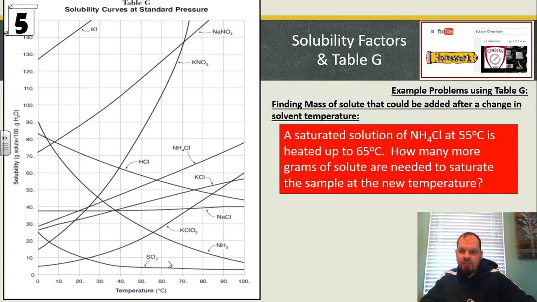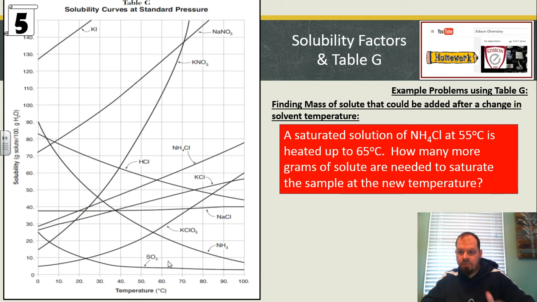All right, find the mass of solute that can be added if I increase the temperature. So here I have a solution at 55 degrees that is heated up to 65 degrees. How many more grams do I have to put in to stay saturated? Because at 65, it should be able to hold more than at 55, right?